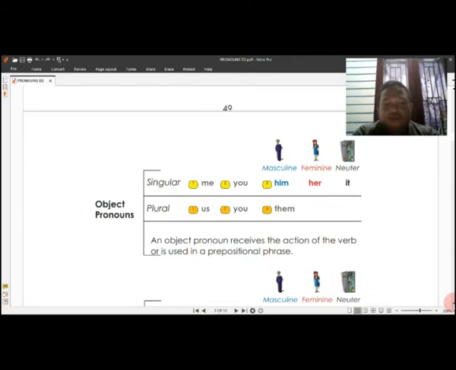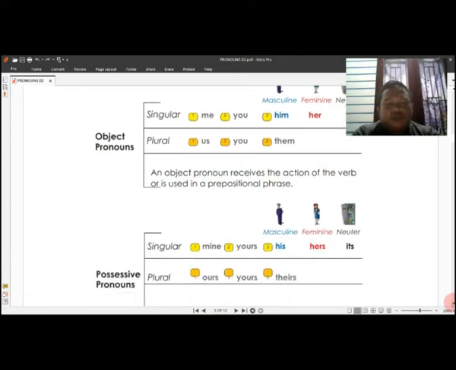That's the main rule. For more examples, I will give you a simple exercise after this, so you may practice by yourself how to put a subject pronoun or object pronoun in your own sentence. So we will continue to the next one.